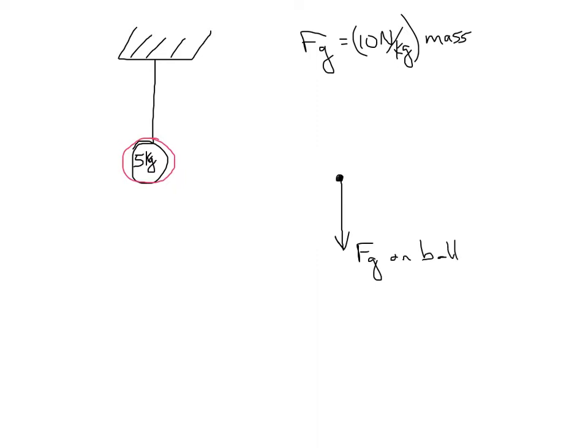And again, this is the agent-object way to name forces. Force of gravity. Gravity is the agent of the force. On ball, ball is the object of the force. So agent-object naming is what this is called. So we have the force of gravity on the ball in the downward direction, and we also have the force of the string on the ball, and that's obviously in the upward direction.